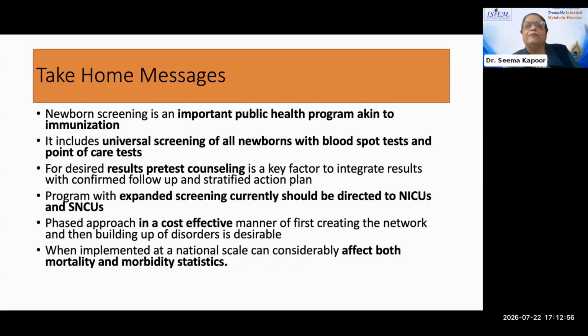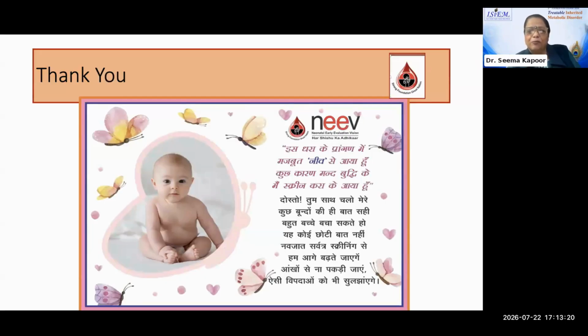So newborn screening is an important public health program akin to immunization. It includes screening of all newborns with blood spot and point of care tests. Expanded screening should be done in NICUs and SNCUs. We should phase it out. When implemented on a national scale, you will be saving 8 babies per minute in our country. A small program, a very small slide from my earlier program, Mission NEEV, and that's the end of it.